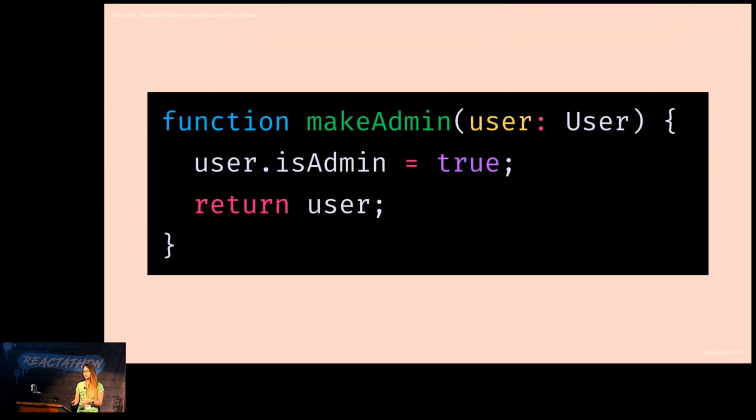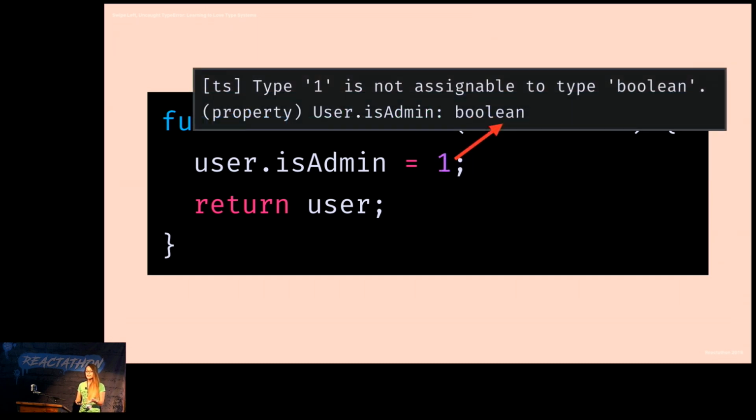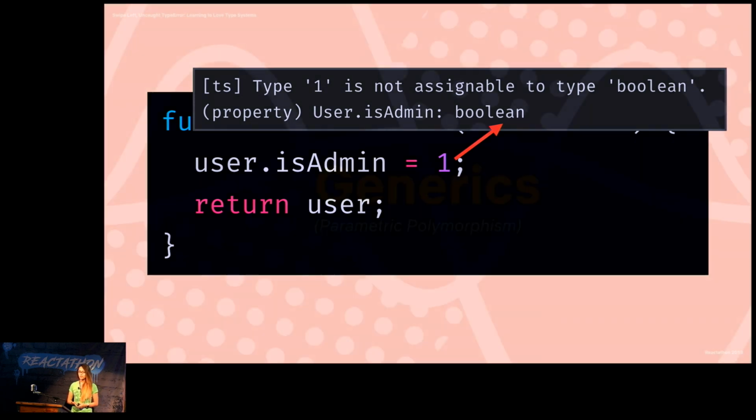So here we have a function that takes an argument of type user. And it knows that isAdmin is a Boolean type on the interface that I defined earlier. So obviously, you would not be able to assign that property a value of 1, which is a number. And this is all caught for you at compile time. And if you use an editor like VS Code, you also get a nice red squiggly line and an error message while you're programming.